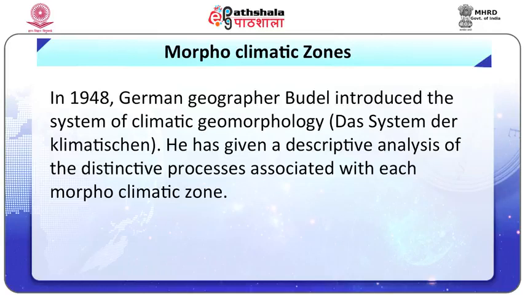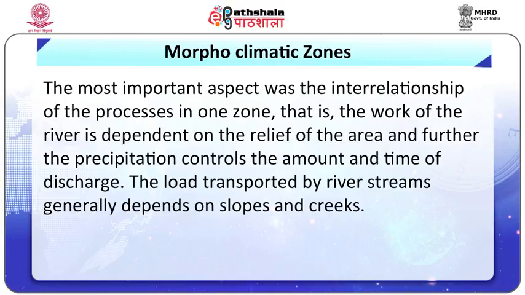Processes. Morphoclimatic zones. In 1948, German geographer Büdel introduced the system of climatic geomorphology. He has given a descriptive analysis of the distinctive processes associated with each morphoclimatic zone. The most important aspect was the interrelationship of the processes in one zone, that is, the work of the river is dependent on the relief of the area, and further the precipitation controls the amount and time of discharge. The loads transported by river streams generally depends on slopes and creeks.